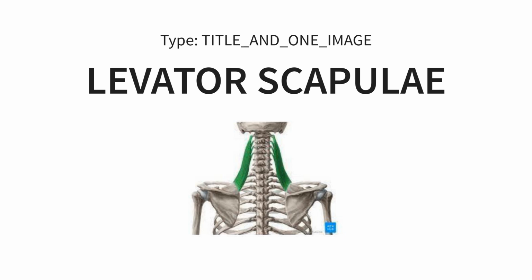The levator scapulae muscle originates from the C1-C4 transverse processes and inserts at the vertebral borders of the scapula from the superior angle to the root of the spine. Its actions include elevation and medial, downward rotation of the scapula, and it is innervated by the dorsal scapular nerve, C5.